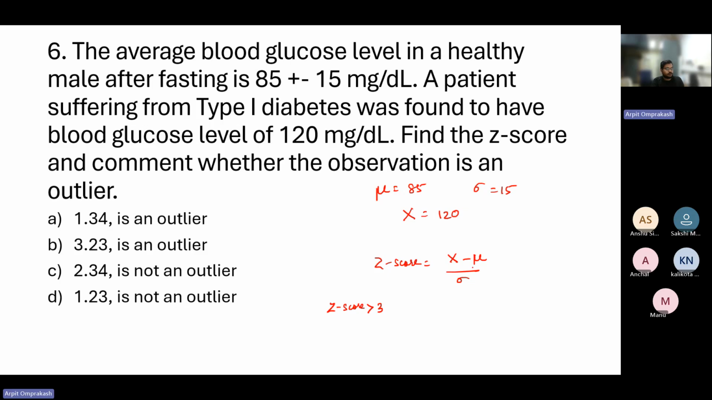So what we need to do here to calculate the z-score is just put in these values. 120 minus 85 is 35, divided by 15, which will approximately be 2.33, or 2.34. So in this case, the answer will be C, 2.34, and it is not an outlier because the value is less than 3. Right.